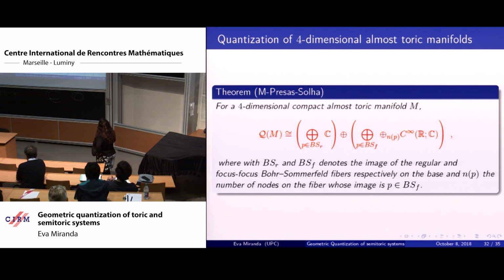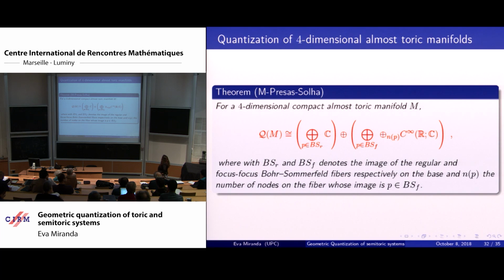What is this? This is the sum of Bohr-Sommerfeld leaves that are a focus-focus Bohr-Sommerfeld leaf, and because I may have different pinches, NP is the number of pinches I may have. For each pinch, I have an infinite dimensional contribution. So the answer, also in the semitoric case, is that the sheaf cohomology computation of Kostant still gives me infinite dimensional, even if we initially conjectured that in the semitoric case it was going to be finite dimensional. A bit disappointing, though, that it's infinite dimensional.